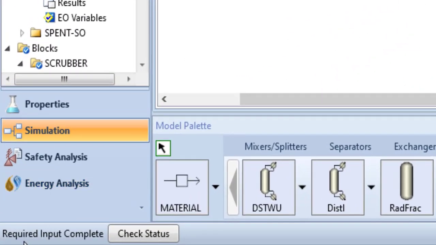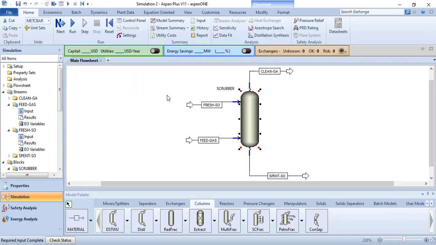Now here it says that required input complete. So we are ready to get results. Aspen Plus is ready to provide us results. So without any further delay, let us run this simulation.